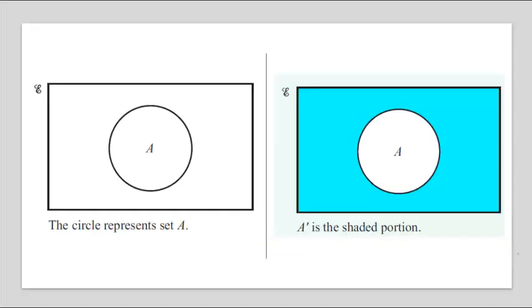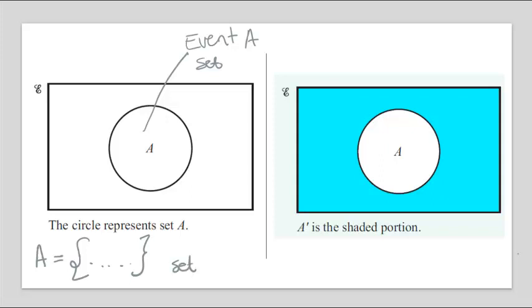Within our sample space, we can have a circle. This circle is called an event. So this is event A. Another way of referring to it is you can call it set A. So set A or event A occur within the sample space. If I was to write A in set notation, I would write A is equal to curly brackets, whatever is inside of A, close curly brackets, and this here is known as set notation.